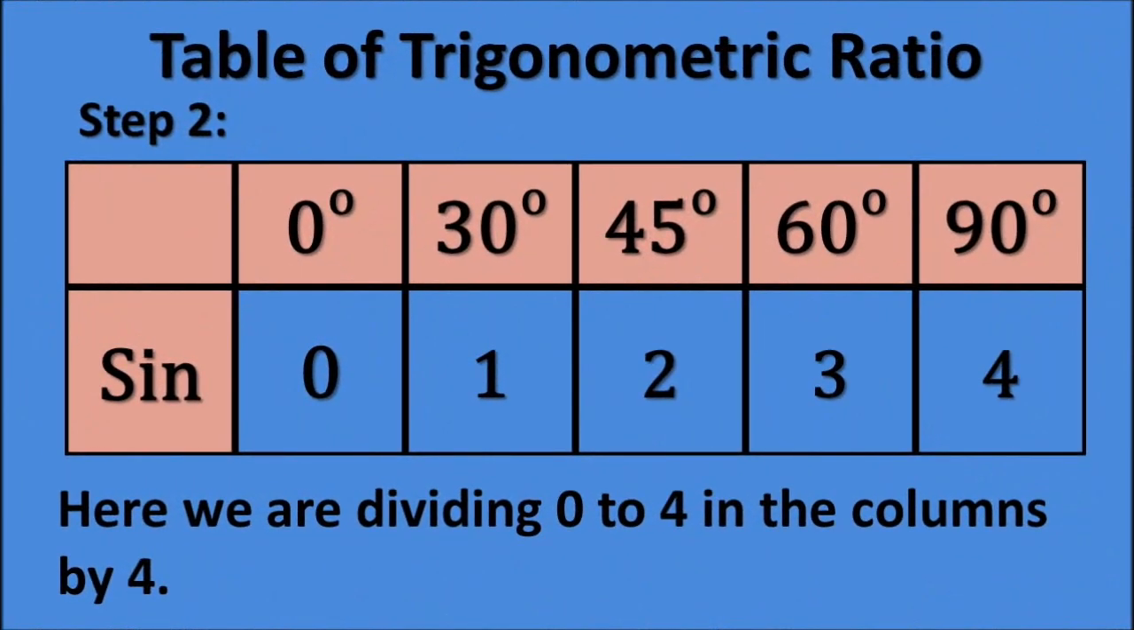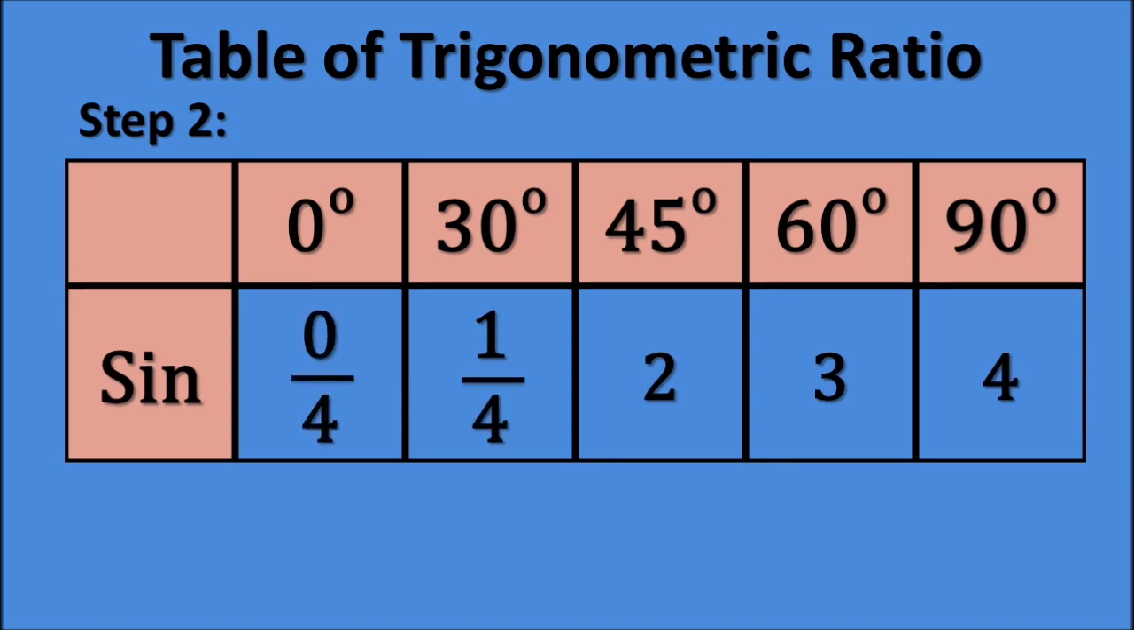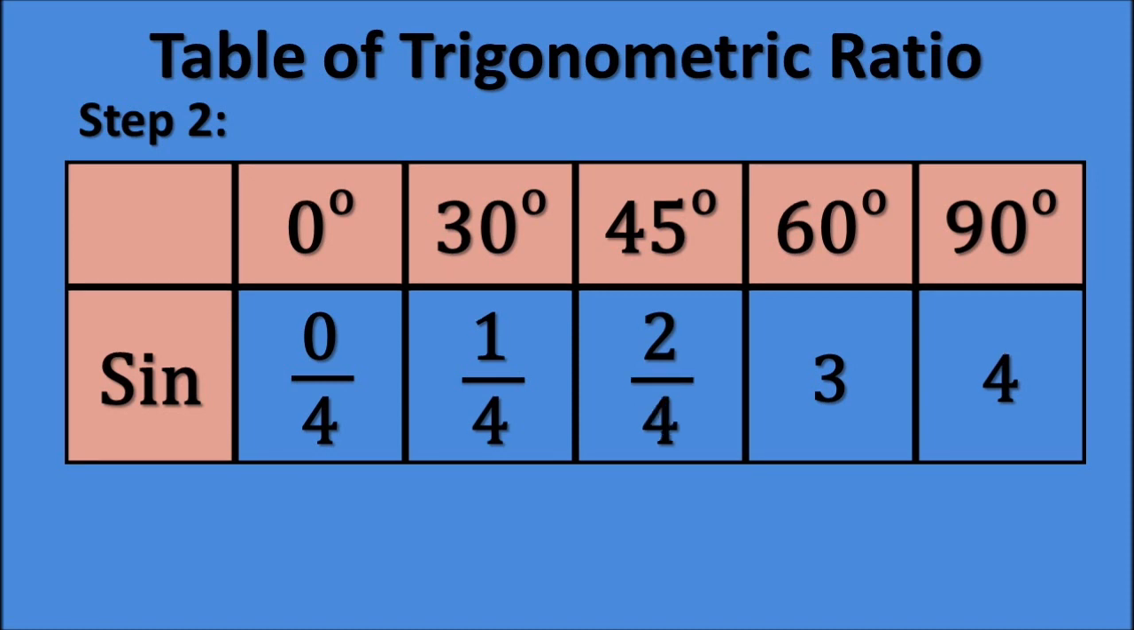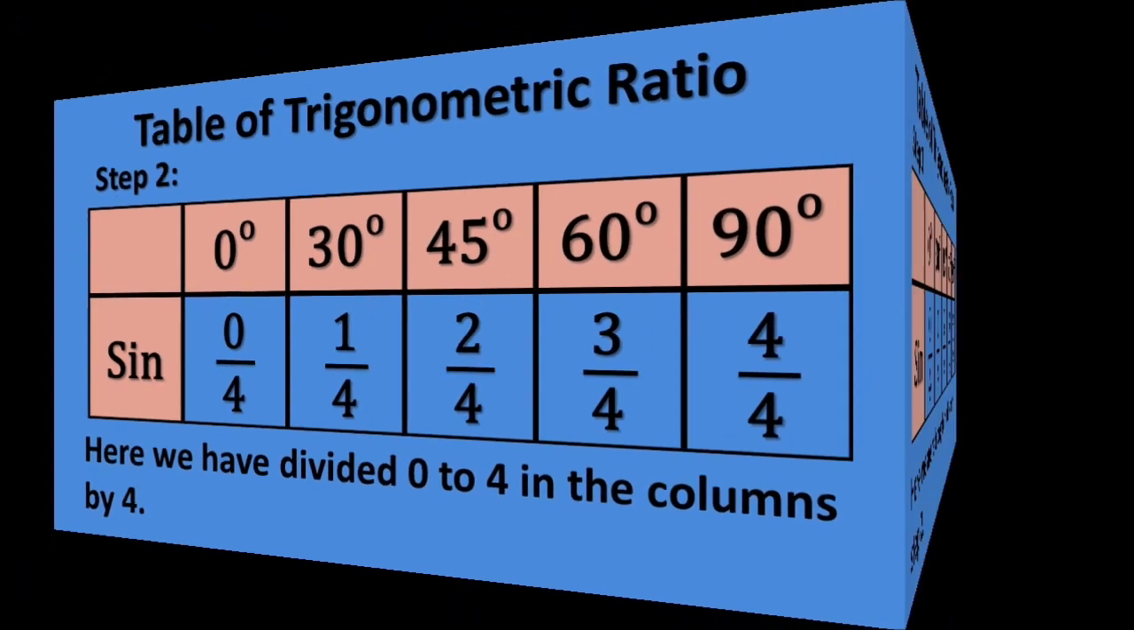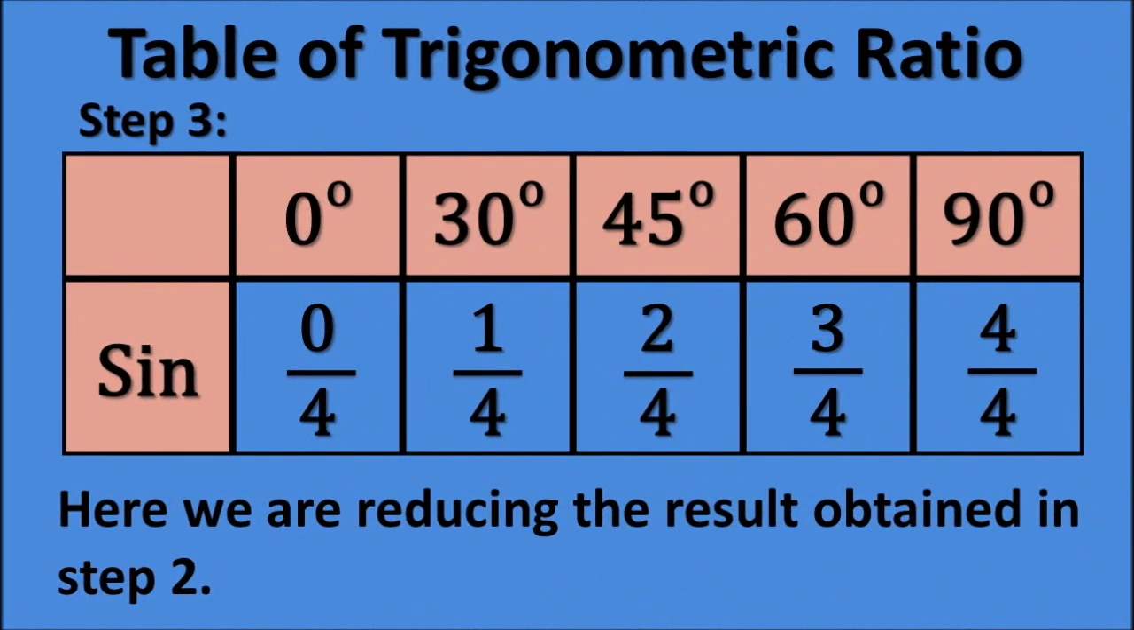Then in step 2, we will divide these numbers by 4. That is 0 divided by 4, 1 divided by 4, 2 divided by 4, 3 divided by 4 and 4 divided by 4. In step 3, we will reduce these fractions.